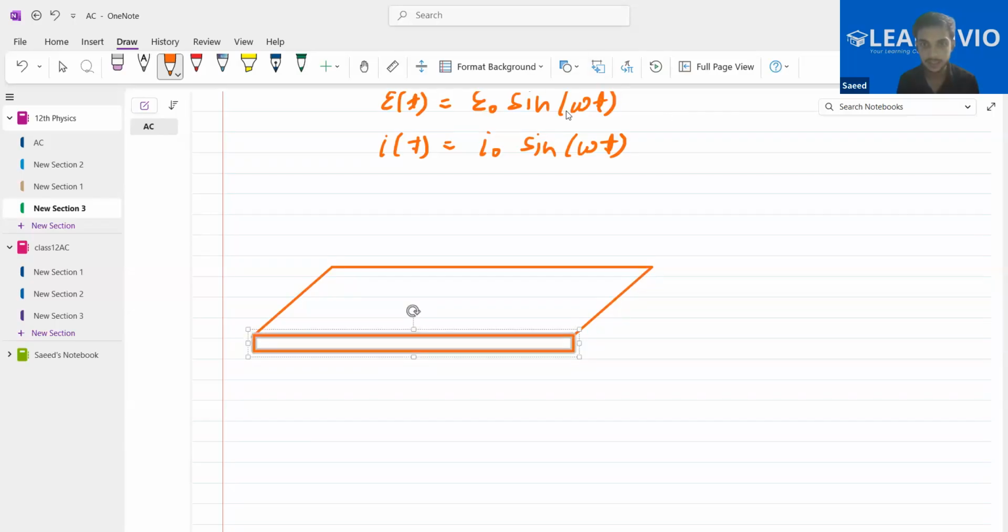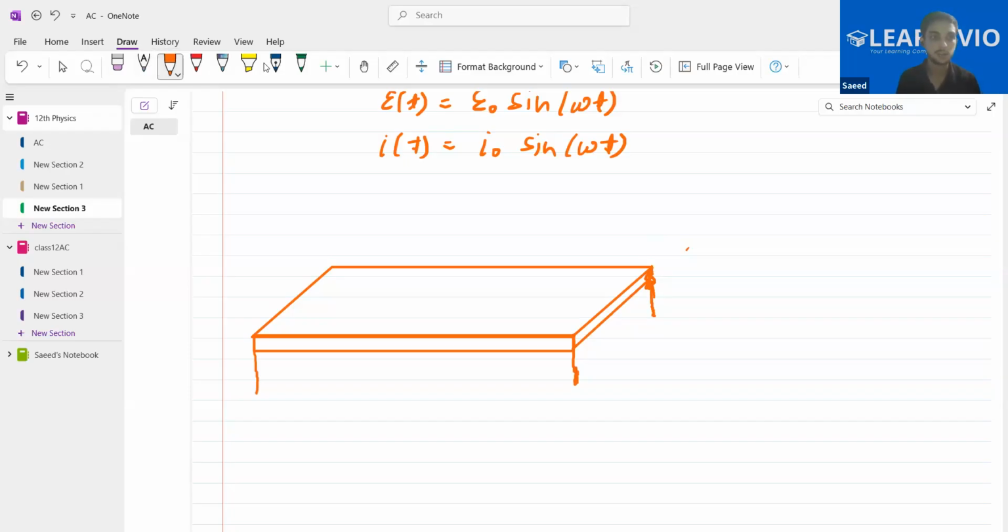Okay, there's one more thing. Can you imagine this to be a table? Is it looking like a table? Yes, sir, it does look like a table.